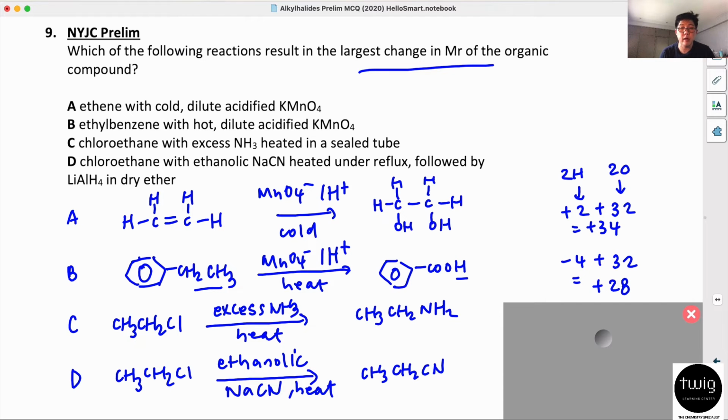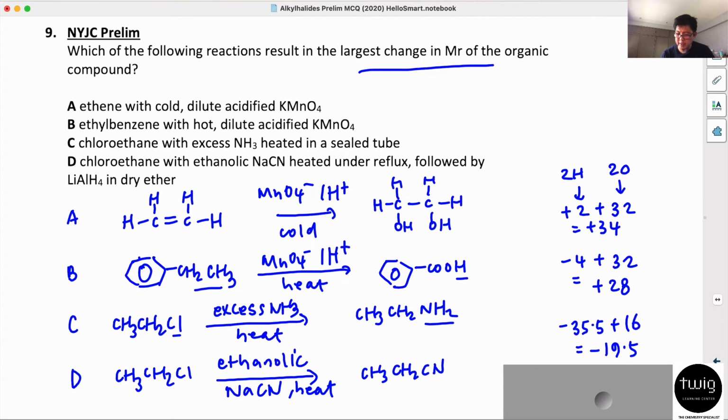Okay, for C, you are actually undergoing nucleophilic substitution and you replace the Cl with NH2. So you take away 35.5 and then you add 16 for NH2. 14 plus 2 is 16. So the overall change is minus 19.5.